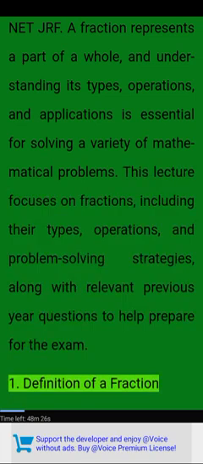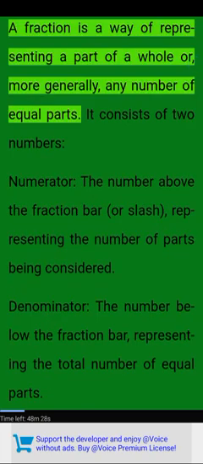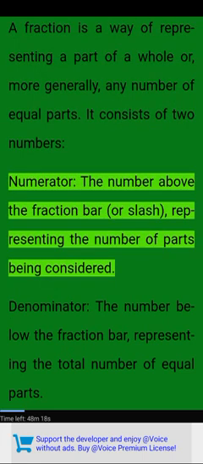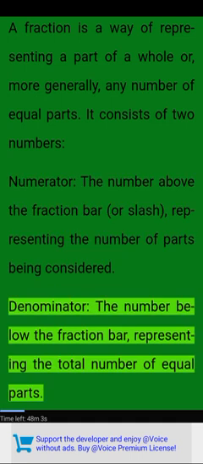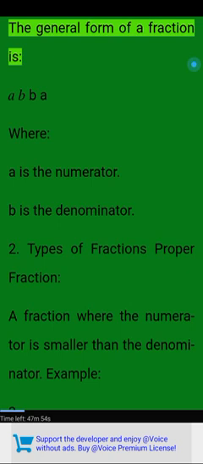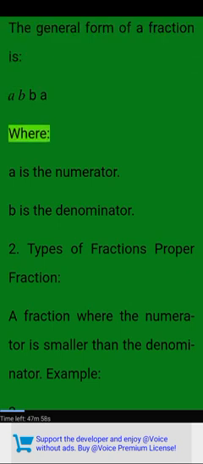1. Definition of a fraction. A fraction is a way of representing a part of a whole or, more generally, any number of equal parts. It consists of two numbers. Numerator, the number above the fraction bar or slash, representing the number of parts being considered. Denominator, the number below the fraction bar, representing the total number of equal parts. The general form of a fraction is a/b, where a is the numerator, b is the denominator.